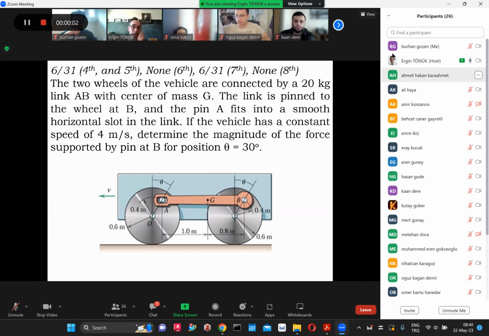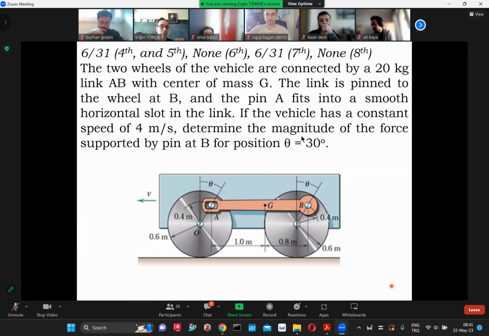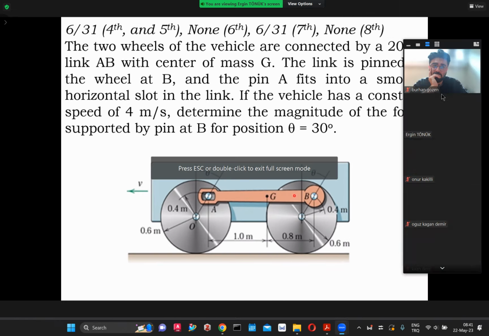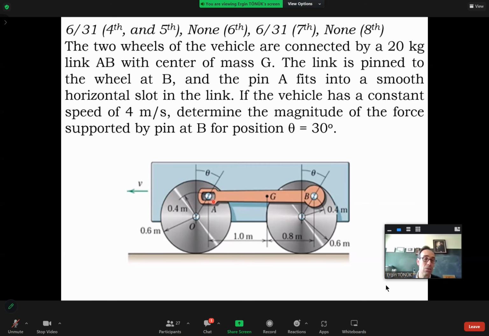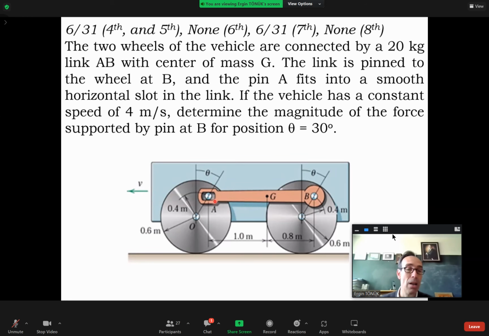So that's another typical translation example. The two wheels of the vehicle are connected by a 20-kilogram link AB, which is this, with center of mass slightly offset from the center of the wheel. It's here, closer to B. And this connecting link, or sometimes it's called the coupler, has a pin connection with the wheel at B. And here we have a slot which is smooth at A.